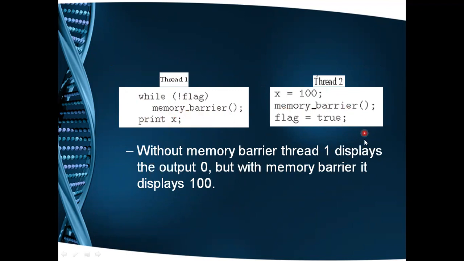Without a barrier, if you execute the code, printing x will give the output 0. But with the barrier, it will complete all loads and stores. Here we have a store instruction: the value 100 is stored in the variable x. So it will be executed, and then while printing the x value, we get the output 100. That is with the memory barrier.